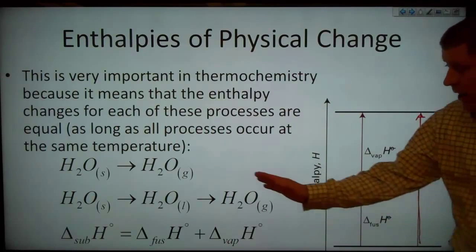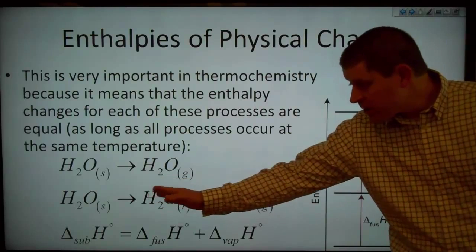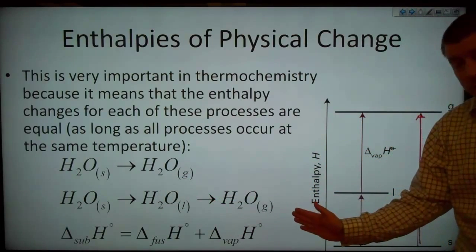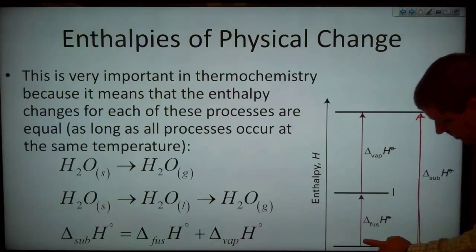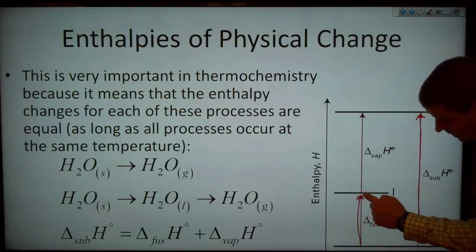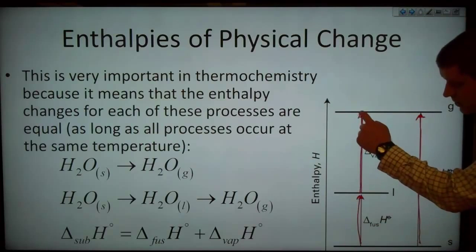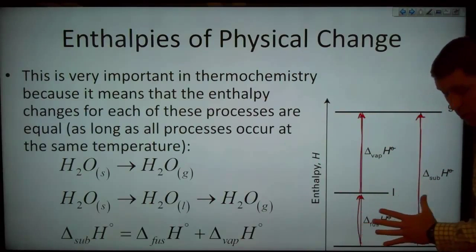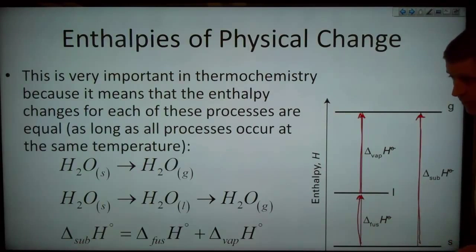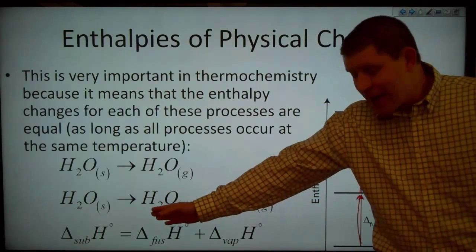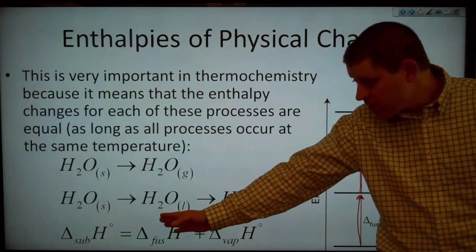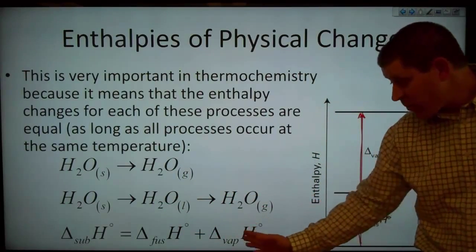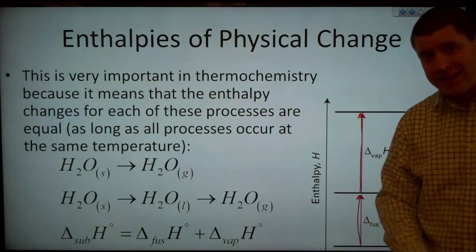Now if we take a more roundabout process and we melt solid to liquid water, and then we boil the liquid water to a gas, so we're doing this in 2 steps, we have 2 enthalpy changes, but the overall enthalpy change has to be the same for both processes. That is, the enthalpy of sublimation at standard state has to be equal to the enthalpy of fusion at standard state plus the enthalpy of vaporization at standard state.